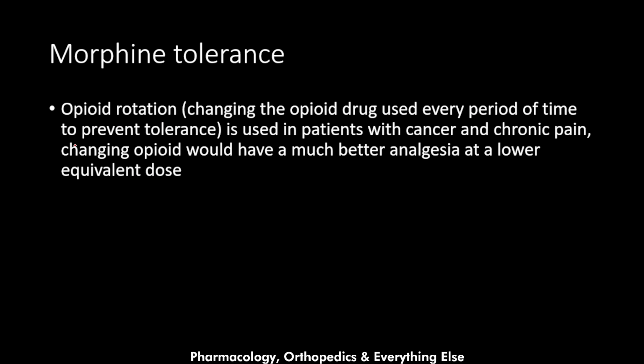And that's why there is something called opioid rotation. This means changing the opioid drug used every period of time to prevent tolerance. And it is used in patients with cancer and chronic pain. Changing opioids would give much better analgesia to this patient at a lower equivalent dose.